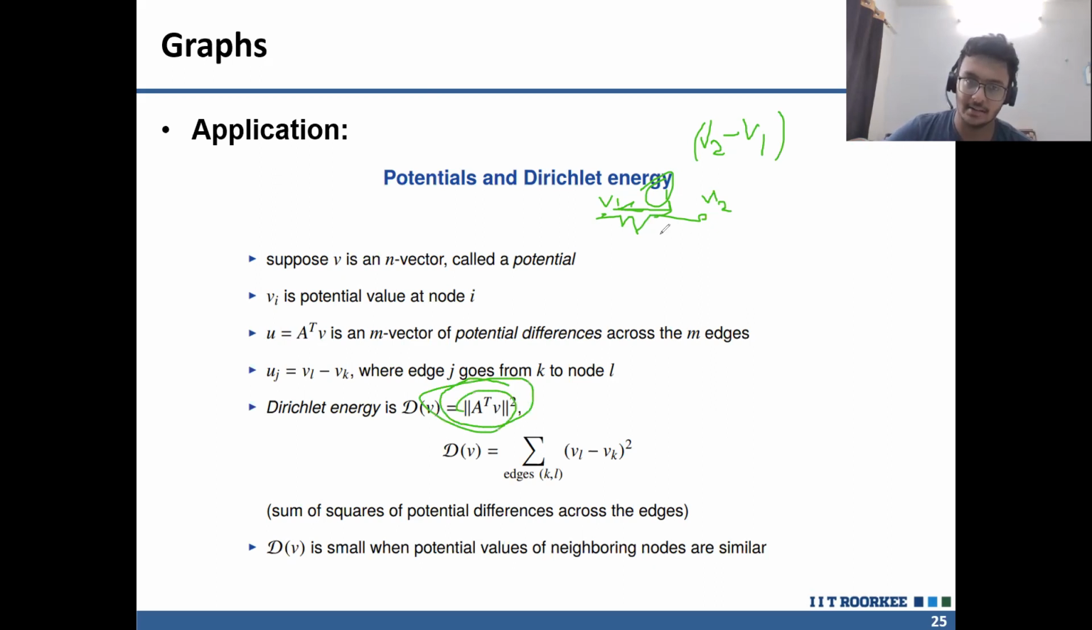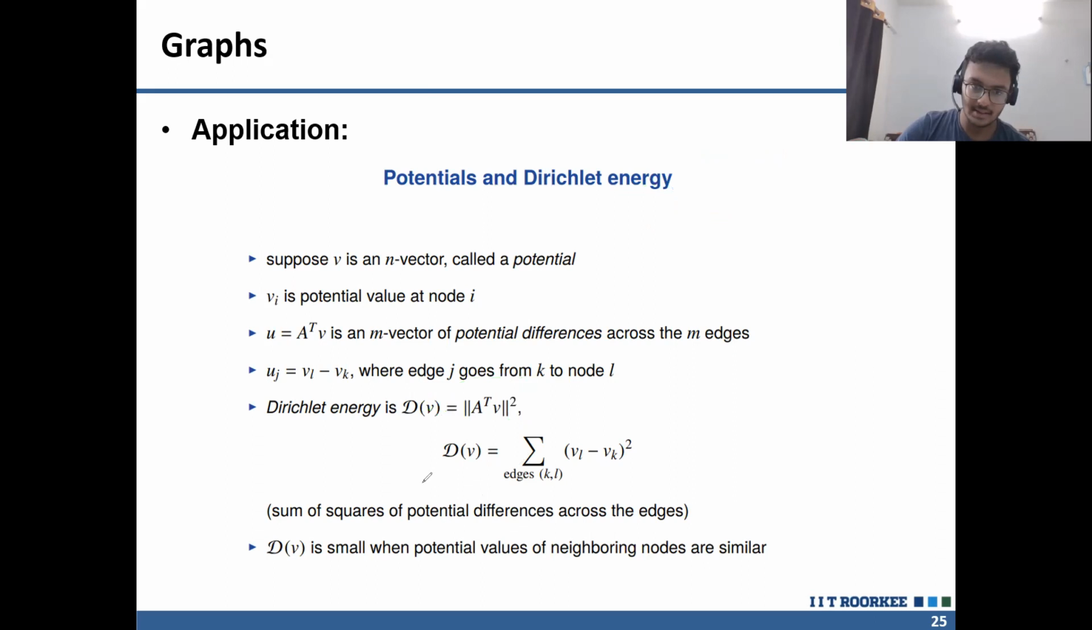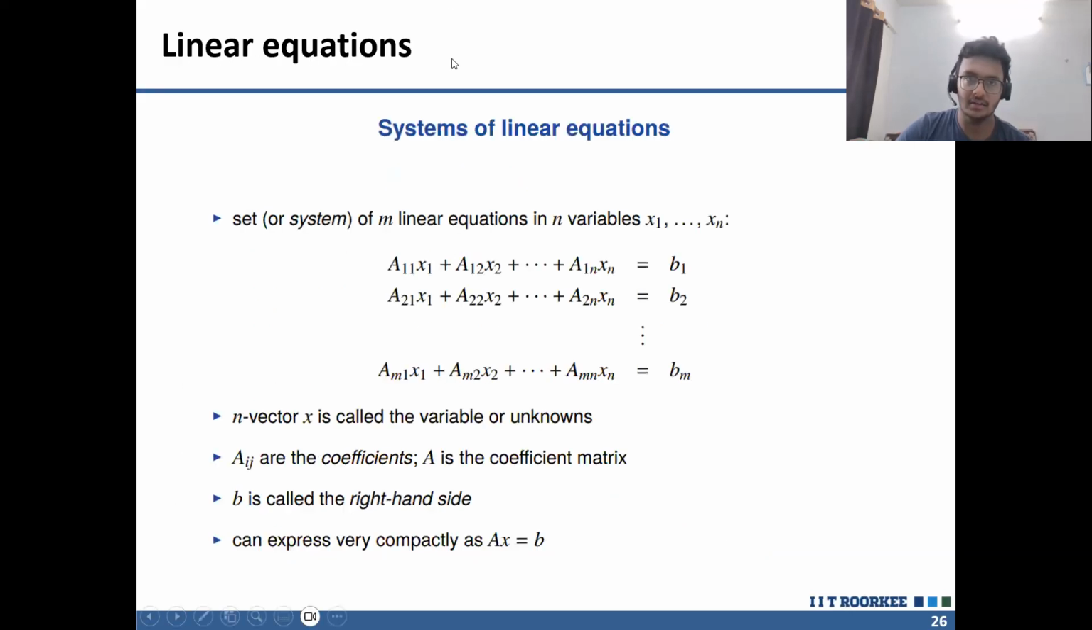So basically the Dirichlet energy is the sum of squares of these. It is similar to how the potential energy is defined. In electrical engineering, we define it like this: the sum of the squared potential differences across all the edges. So this is the formal definition. And when the Dirichlet energy is small, the potentials across the edges are similar, as the sum of squares is small.